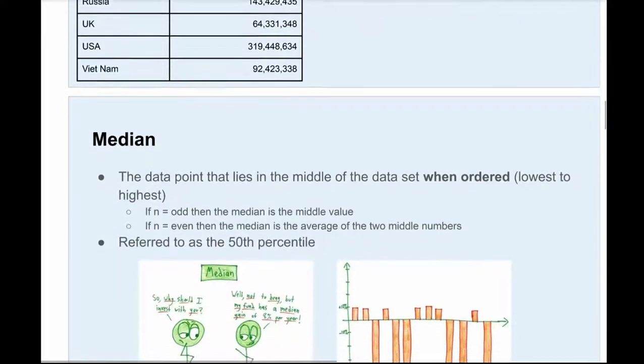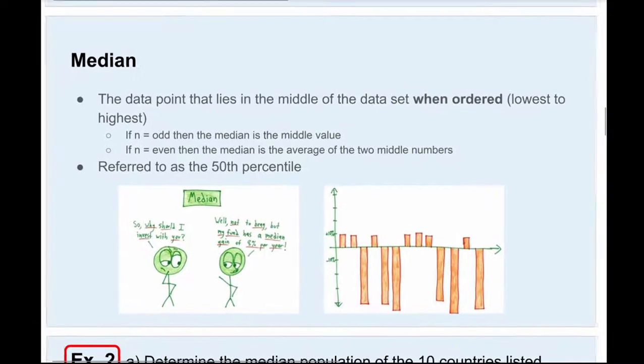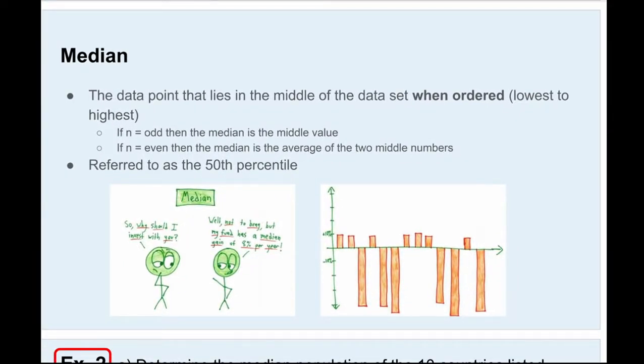Coming back to our notes, one of the other measures of central tendency in this case would be the median. In this case, the median is the data point that lies in the middle of the data set when ordered. Again, that's a key thing, when ordered. We order it from lowest to highest as well. If we have an odd number of data points or values, the median is going to be the exact middle value. So when you line them up in order, it's going to be the middle value.